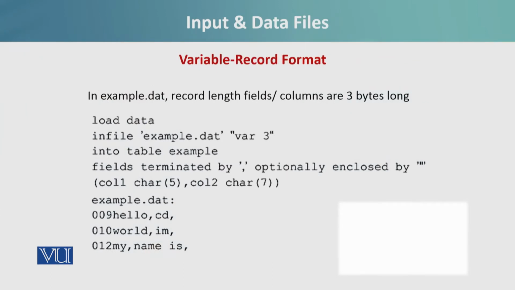Similarly, variable record length is managed with the help of 3 variables. In this particular case, we have an option called variable 3 length, and optionally we use a double quotation or single quotation. Let's suppose we have 2 columns, column 1 and 2, and these 2 columns are managed with the help of this data. So this is called a variable record format.